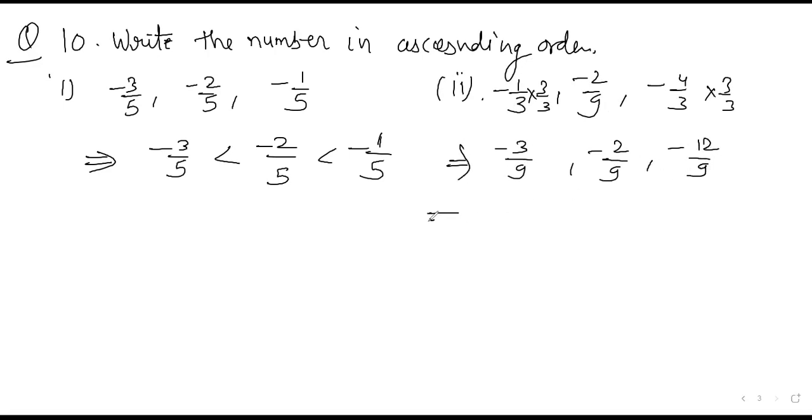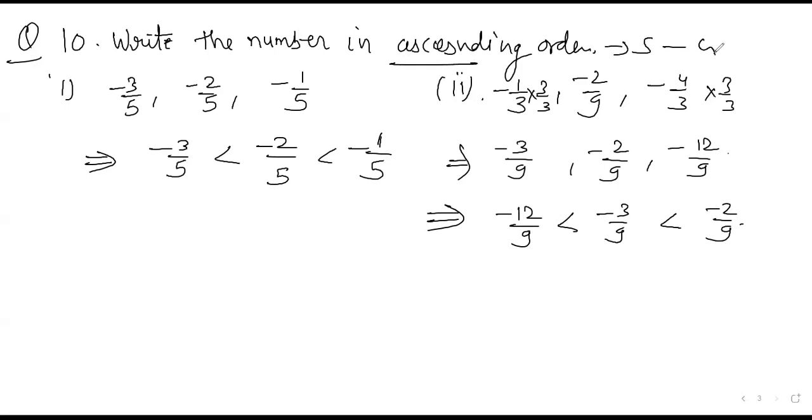Now you can see which one is the smallest? This one is the smallest, that is minus 12 by 9. सबसे छोटा कौन सा है? Minus 12/9, then minus 3/9, then minus 2/9. ये आपका सबसे बड़ा है इन दोनों से. Okay, in ascending order, I hope everyone knows that it's smallest to greatest, right? S to G, smaller to greater.